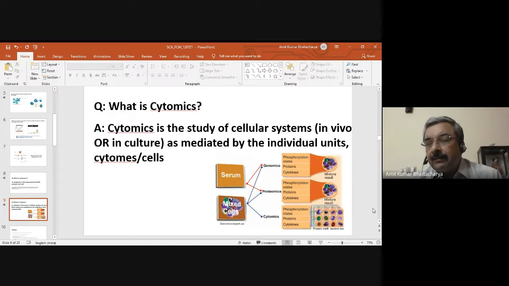So that is what cytomics is about. You are trying to see everything on a per cell basis, and therefore now can you actually find differences amongst them?